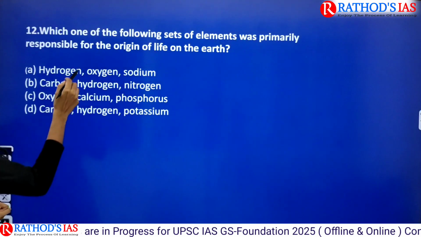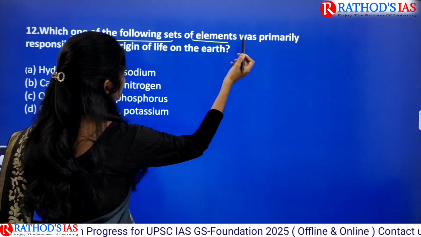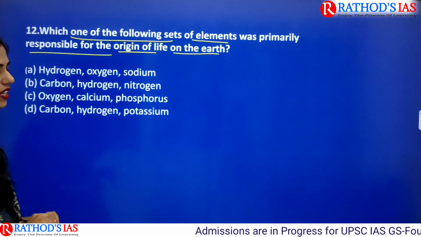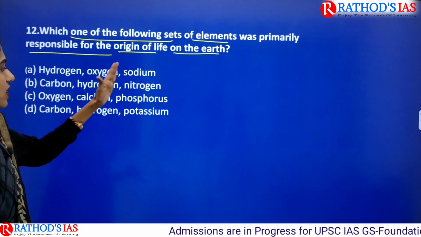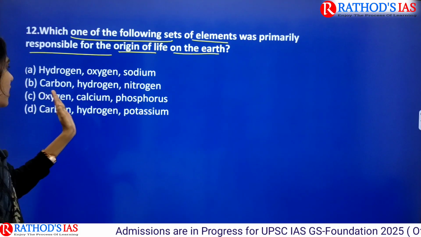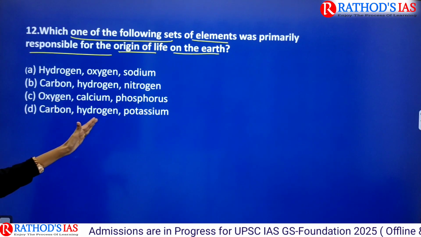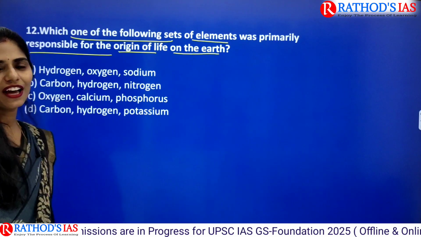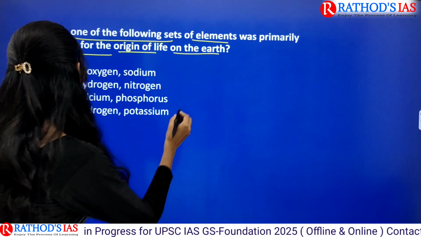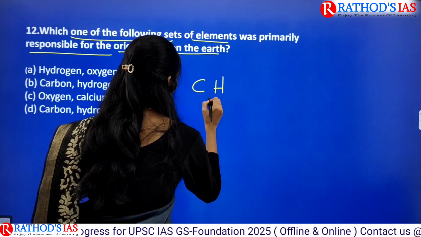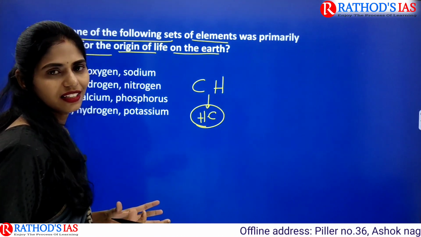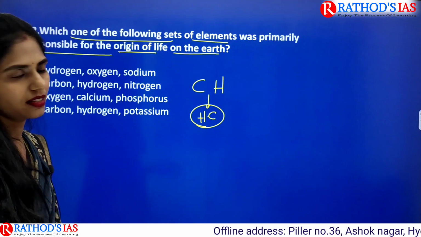And the next question is, which of the following sets of elements was primarily responsible for the origin of life on the earth? Option A is hydrogen, oxygen, sodium. Next is carbon, hydrogen and nitrogen; then oxygen, calcium and phosphorus; then carbon, hydrogen and potassium. If you have studied basic science, then you can easily say the correct answer. You know that carbon and hydrogen form hydrocarbons. Hydrocarbons are very necessary for anything, so they are the basics, right?